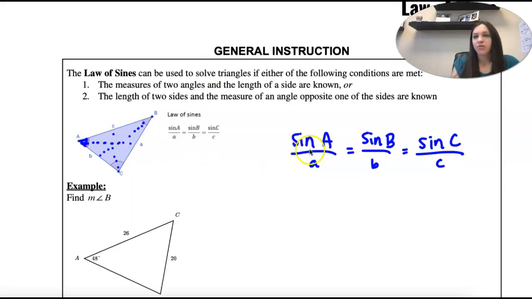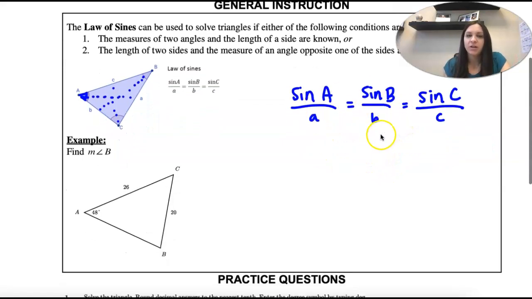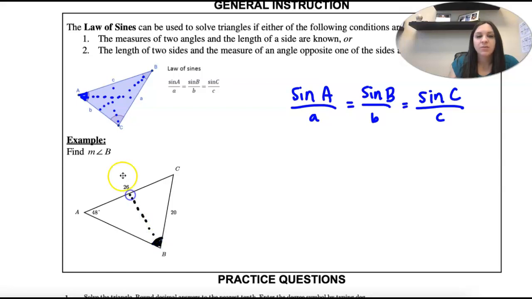Okay, so this is three terms that equal each other. When we're actually using the law of sines, we pick the two that we want, because they're all equal anyway. So let's look at this example. We have the measure of angle B, and we know the side across will be little b, and we're given angle A, and the side across is side little a.